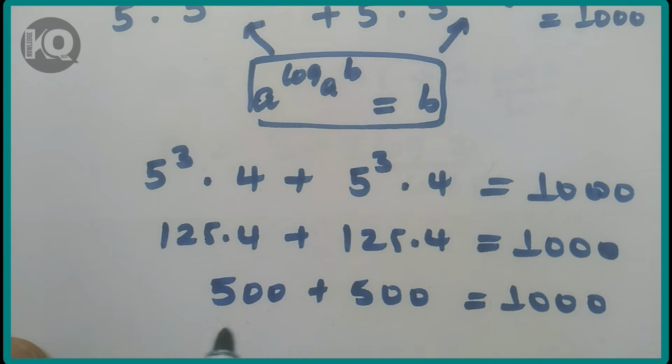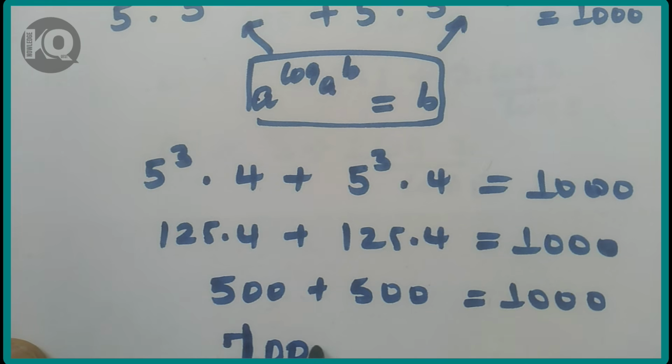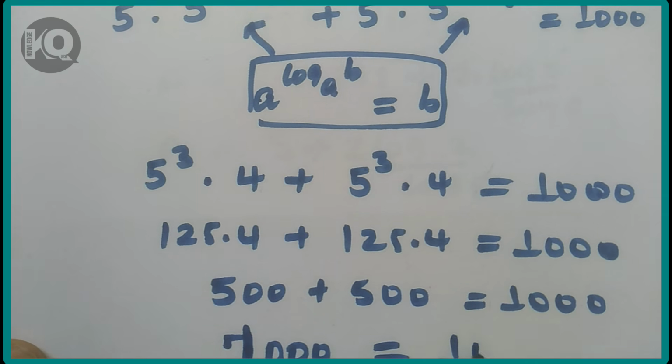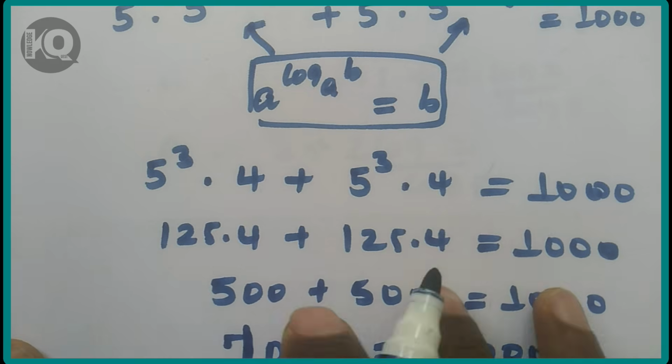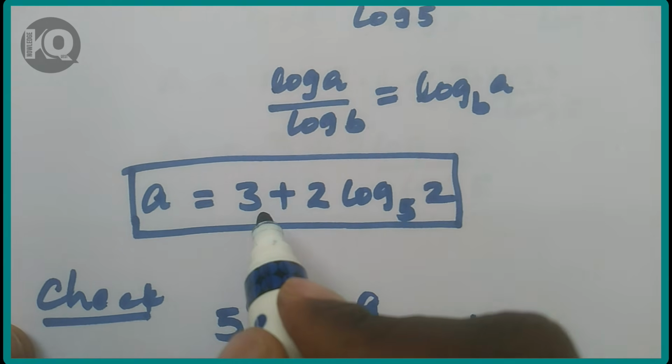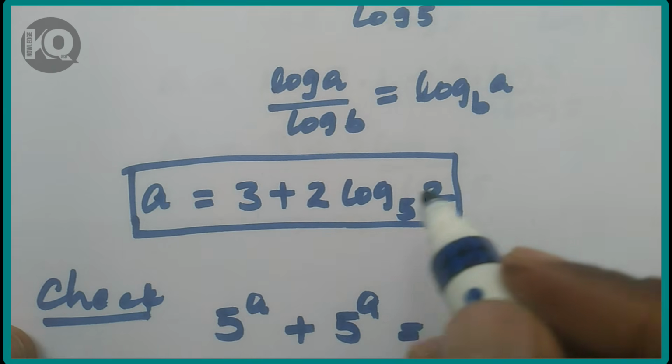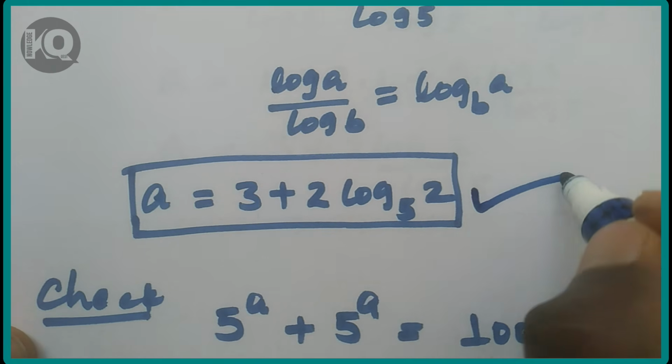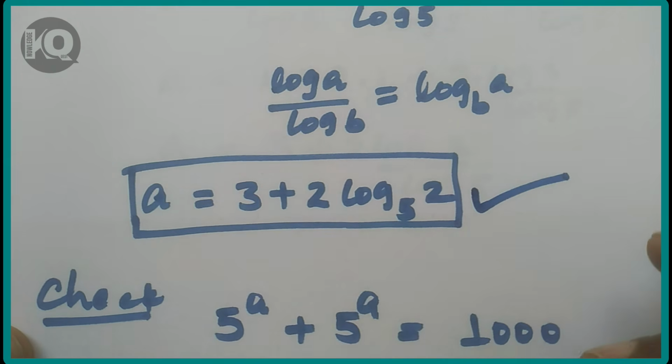So 1000 is equal to 1000. So our answer, which is a equal to 3 plus 2 log of 2 to the base 5, will be the correct answer for the given problem.